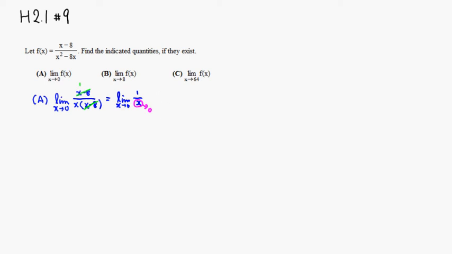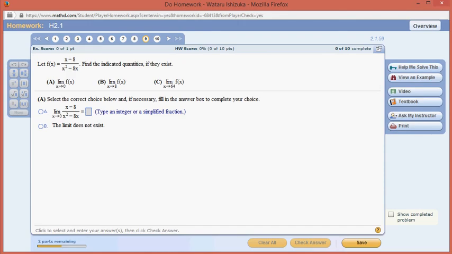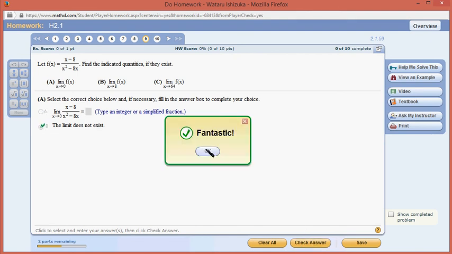When you have a numerator going to non-zero and the denominator goes to 0, then the limit does not exist. So we can just go here and enter that the limit does not exist. Let's check that. Alright, we got that.